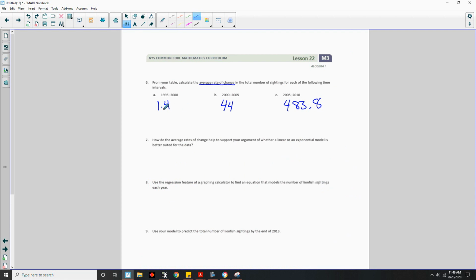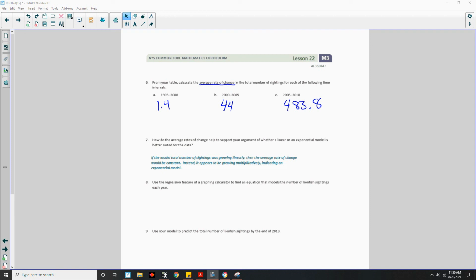So the average rate of change is over 11 times greater here, and 30-some times greater there. Number 7 says, how do the average rates of change help to support your argument of whether a linear or an exponential model is better suited for the data? If the total number of sightings was growing linearly, then the average rate of change would be constant. Instead, it appears to be growing multiplicatively, indicating an exponential model.